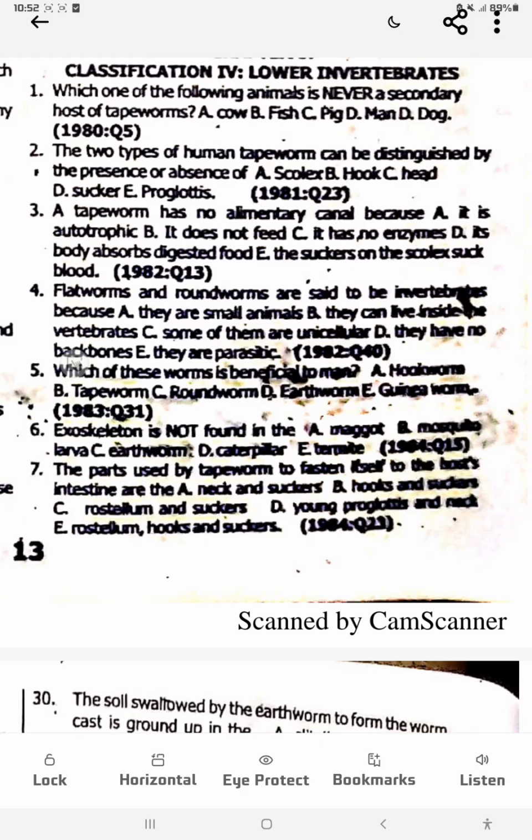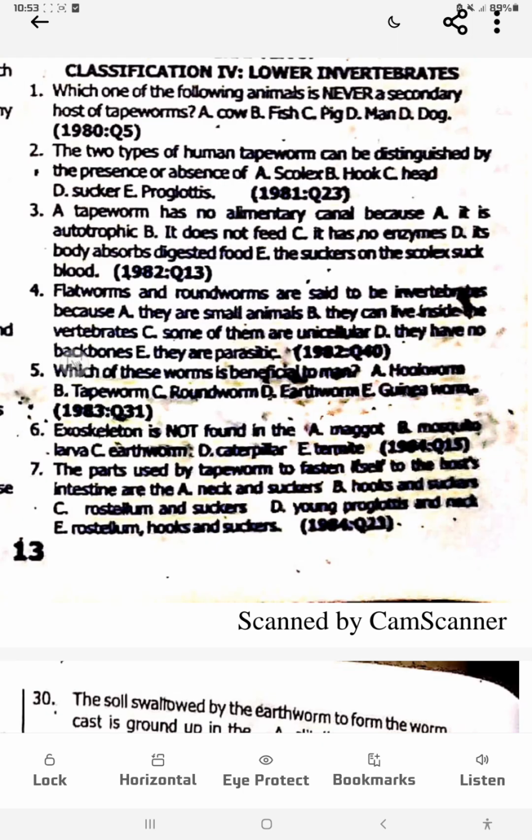Next is mollusks. Mollusks is spelled mollusks. Examples: snail, scallops, oysters, squid, octopuses. All those ones are mollusks.